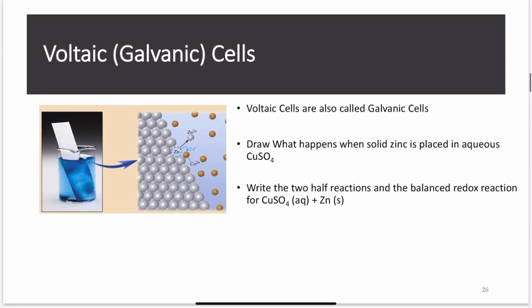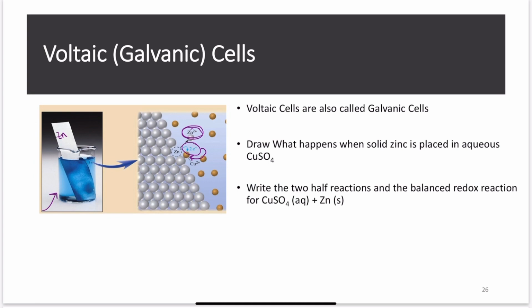So voltaic cells are also called galvanic cells. The name's completely interchangeable. Let's talk about what happens when solid zinc is placed in an aqueous copper sulfate solution. I've got here a copper sulfate solution. Here is a zinc strip. I put this in here and I see that the zinc is slowly losing its electrons, forming zinc 2+. And those electrons are going to a copper 2+ species and reducing it to copper solid.